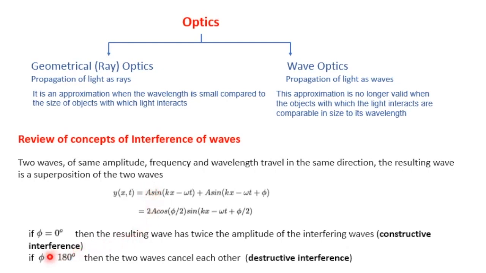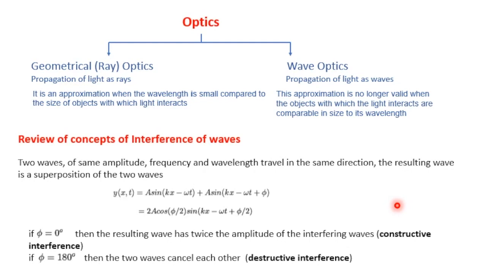The other case is when phi is equal to 180 degrees. When this happens, if you put the value of phi over here, you will notice that the plus sign becomes a minus sign, and the two waves essentially cancel each other. This is called destructive interference. So constructive interference and destructive interference are the consequence of superposition of two waves which are traveling in the same direction and have same amplitude, same frequency, and same wavelength.